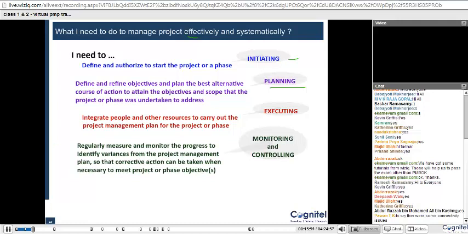Then, of course, the monitoring and controlling of the progress on the project would help you to identify any issues, any variances, or any corrective actions that you might need to take in order to bring the project back on track. So that's done by monitoring and controlling. And finally, you need to get a formal acceptance of the output of your project in order to successfully close the project, which is done by closing.